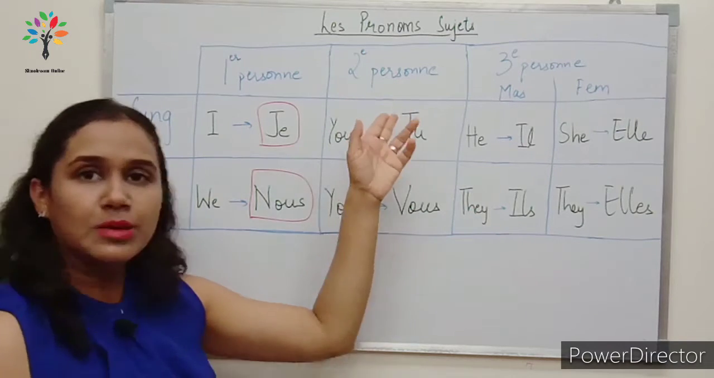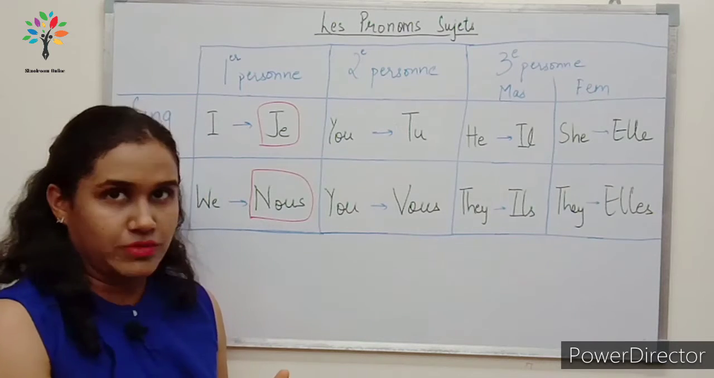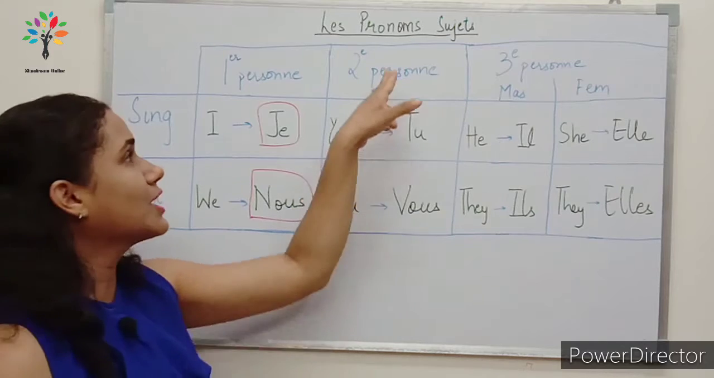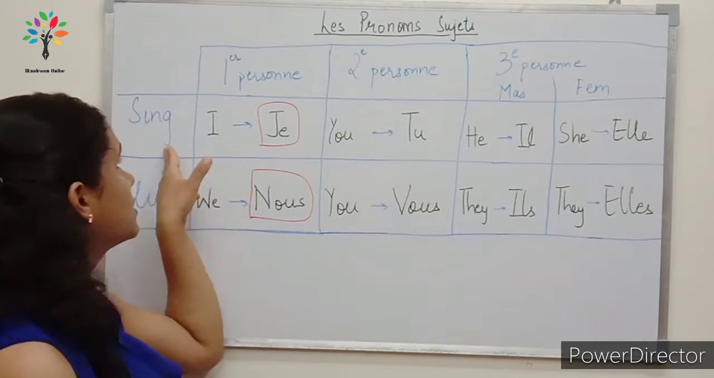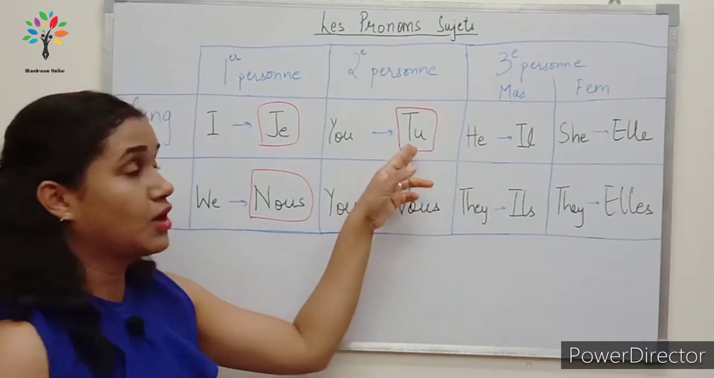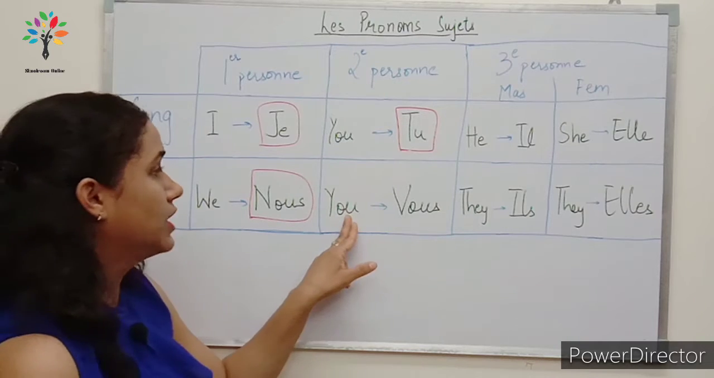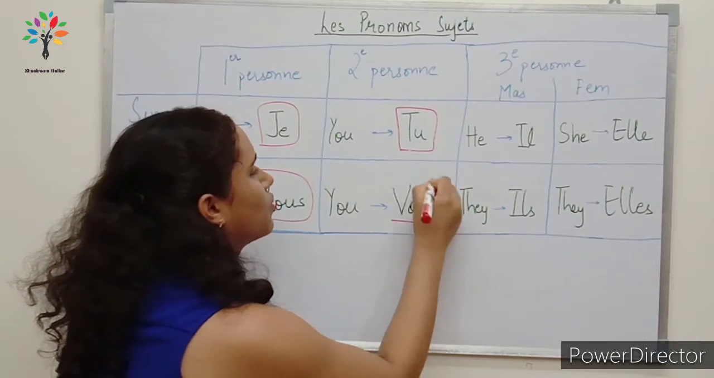Second person. Second person is when you are talking to someone, right? So you. Second person in English is you, and in French the singular second person is tu. Tu. Second person plural, in English it is you, and in French it becomes vous.